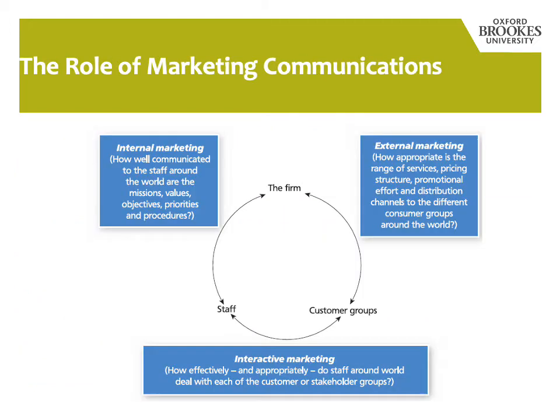This diagram illustrates the flow of communications, information, and two-way conversations that take place between the firm, staff, and customer groups. Internal marketing includes how well the missions, values, objectives, priorities, and procedures are communicated to staff around the world. External marketing includes how appropriate the range of services, promotional effort, and distribution channels are to the different consumer groups around the world. Interactive marketing includes how effectively and appropriately staff around the world deal with each of the customer or stakeholder groups.